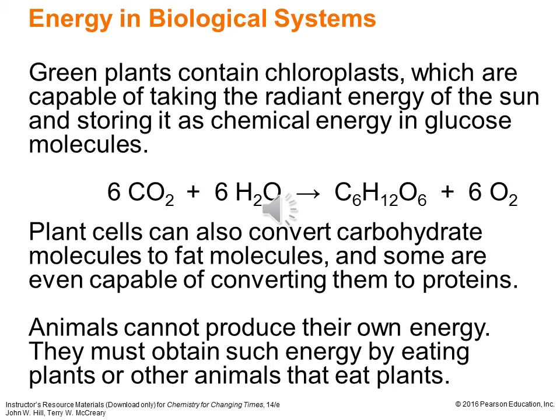So other things that plant cells can do for us, they can convert carbohydrate molecules to fat. A lot of the oils, obviously canola oil and corn oil, and then the generic vegetable oil that you might buy at the grocery store, these are all plant fats. And some can even convert these carbohydrate molecules into proteins. As animals, of course, we can't produce our own energy. We're reliant on plants as the ultimate source of our energy.